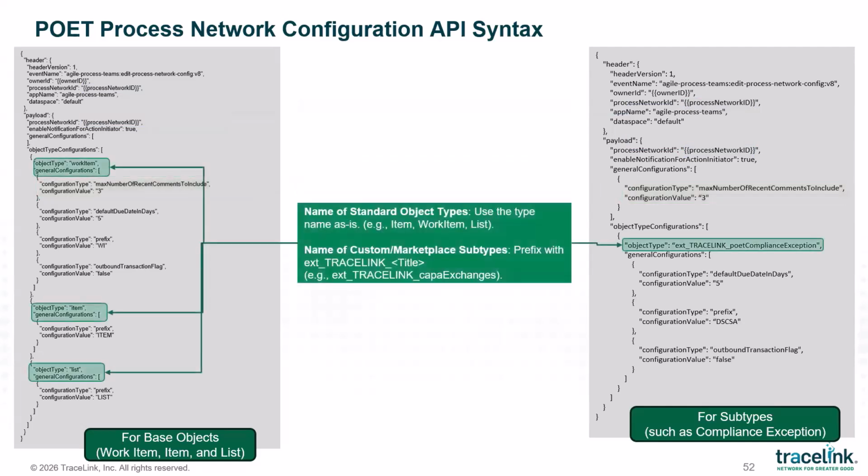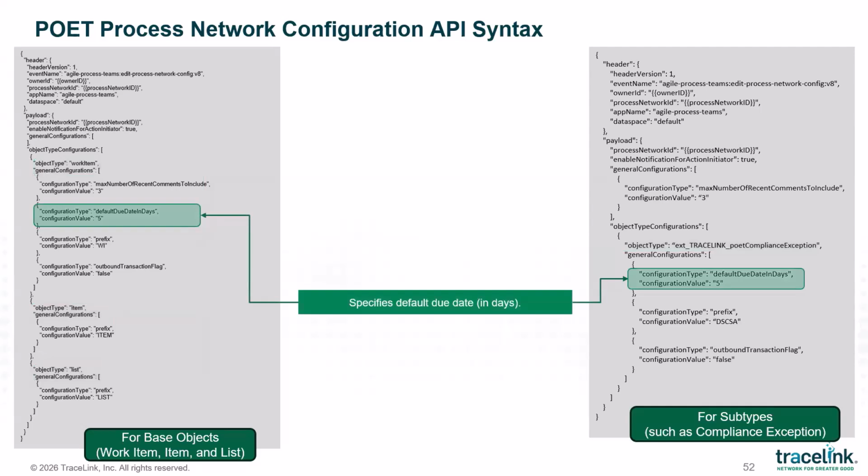Here you can specify the type name. For base type, use the type name as is. For example, item, work item, list. For subtypes, use prefix ext_tracelink_. For example, ext_tracelink_kappa exchanges. To look for the list of all subtype names, please refer to the student guide.